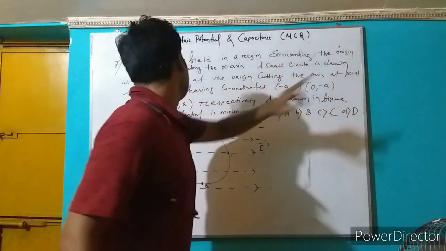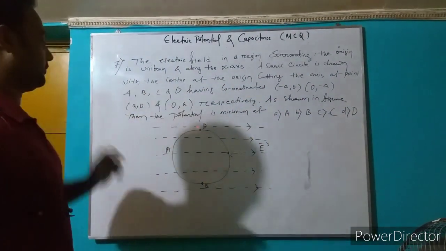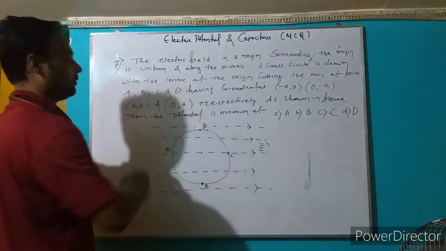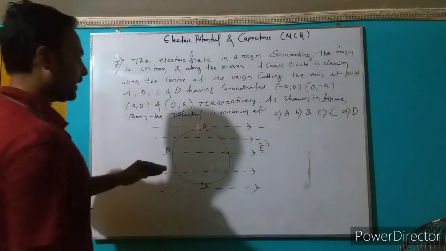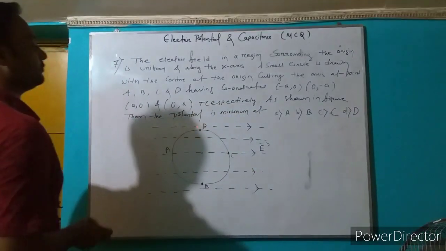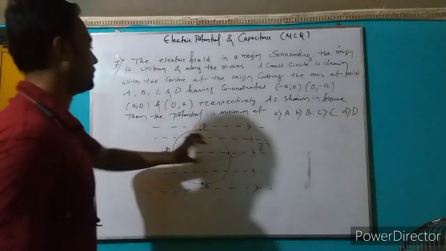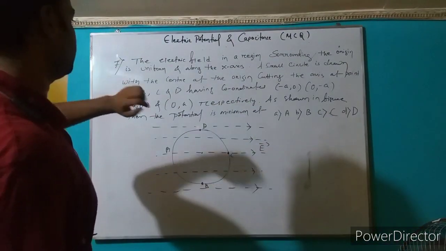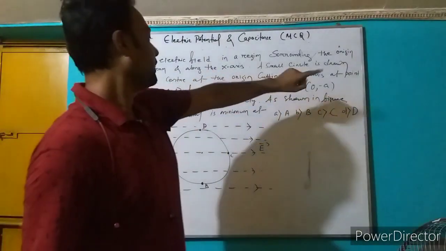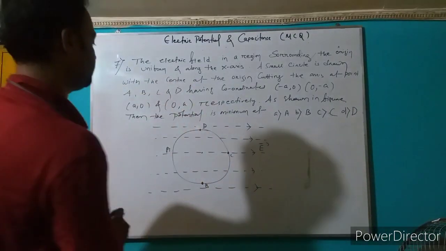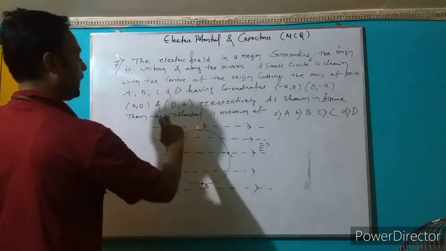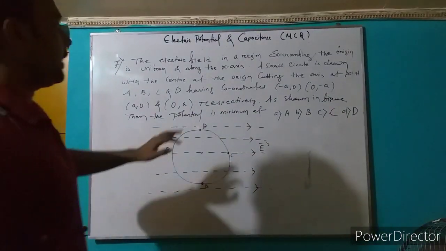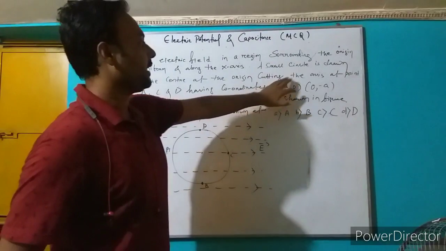A small circle is drawn with the center. According to the question, a small circle is drawn with the center. This is the center and this is the circle whose center is this one, at the origin, cutting the axis.